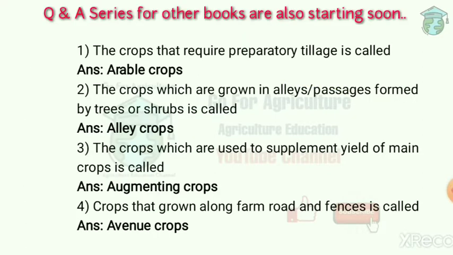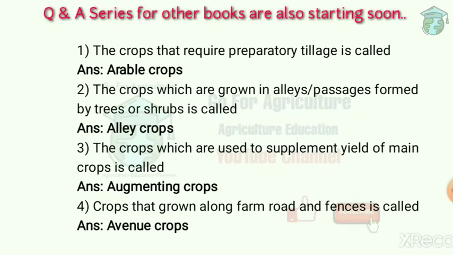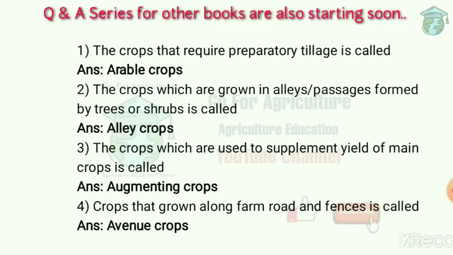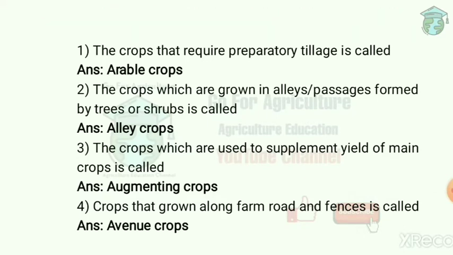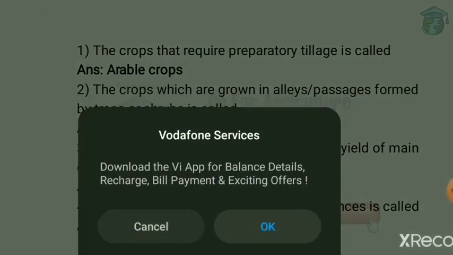Next we will discuss the special classification. The first one is the crop that requires preparatory tillage, called arable crop. The crop which requires primary tillage is called arable crop. In this we can say rice, sugarcane, maize are the crops that require preparatory tillage.